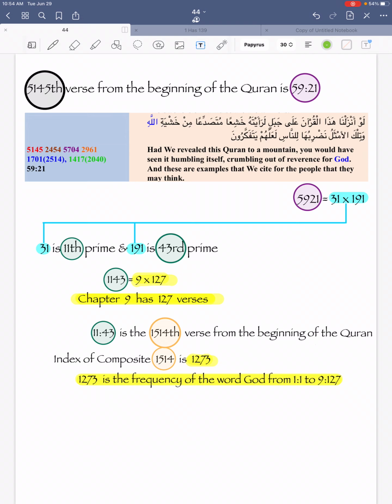As you can see, God mathematically told us in chapter 44, the smoke that has 59 verses, that there are 5 daily prayers, 17 units in those 5 daily prayers, the total number of chapters in the Quran, the total number of verses in chapter 33, the total number of verses in chapter 107, the total number of verses in chapter 9, and the total frequency of the word God from 1:1 to 9:127. Amazing, beautiful, and powerful. Very simple mathematics to follow.